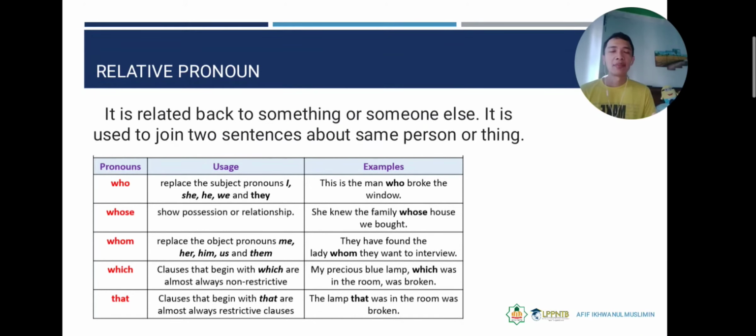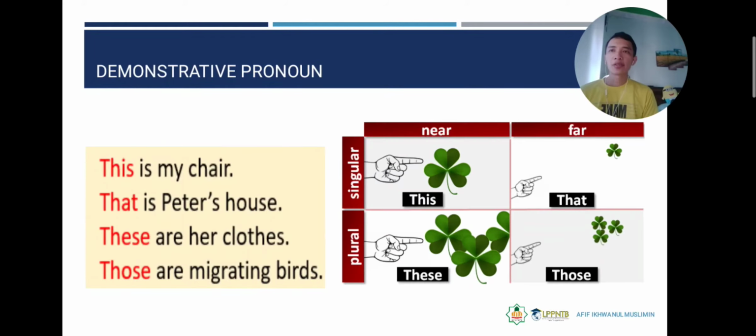That is the most flexible relative pronoun. Why? Because it can replace the positions of who, whom, and which, but not whose. So I can change, for example, this is the man who broke the window, into this is the man that broke the window, or the lamp that was in the room was broken.